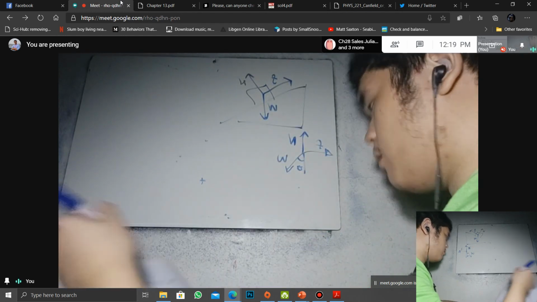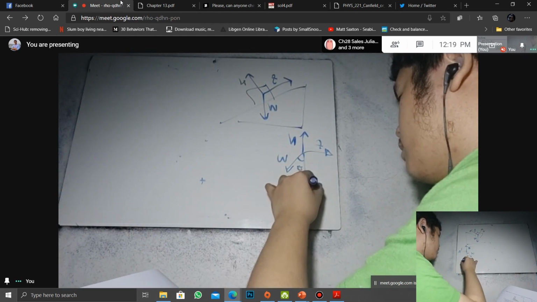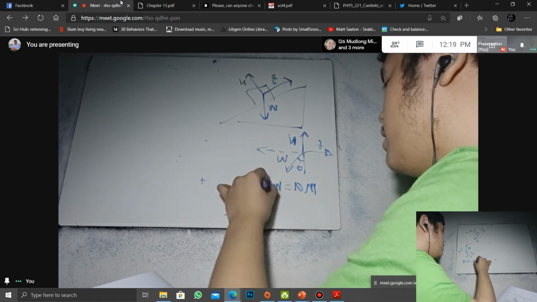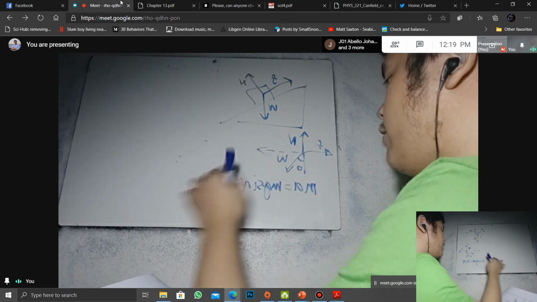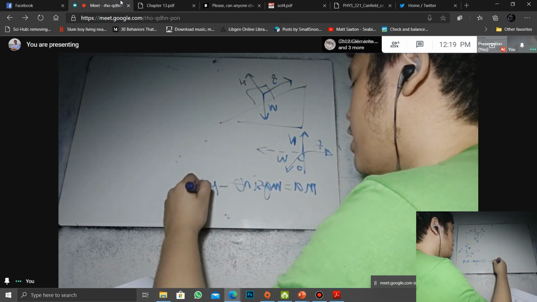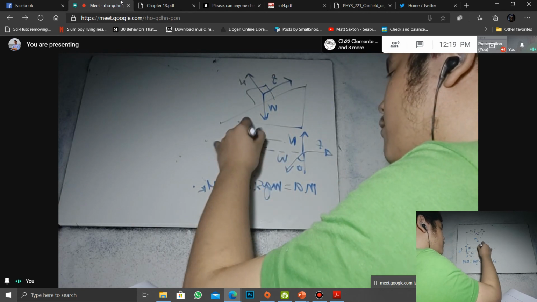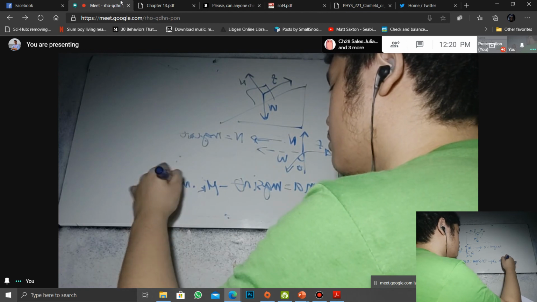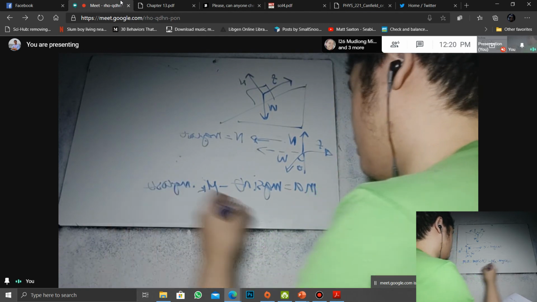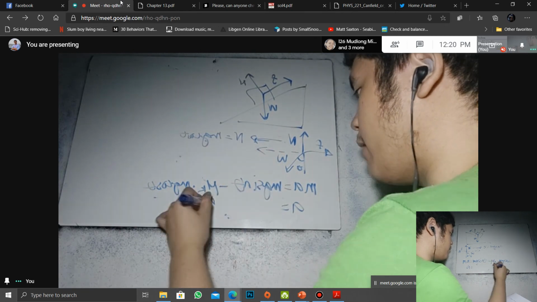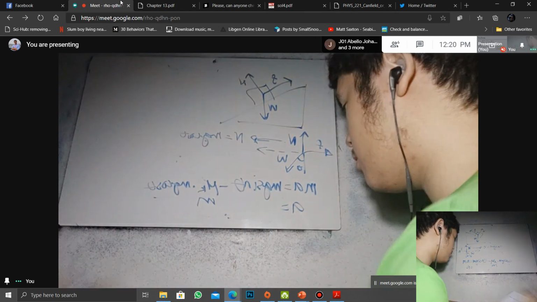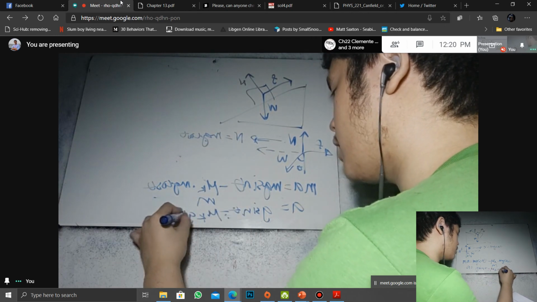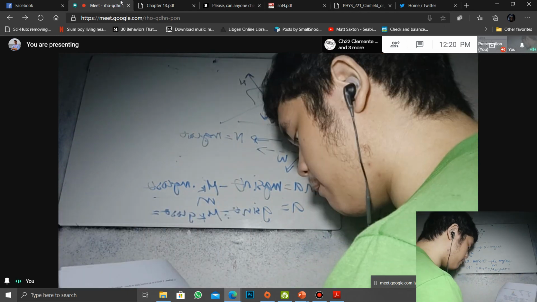Looking at the x component, ma equals mg sine theta minus friction force, mu k times N, which is, dito ang normal force, di ba, N equals mg cosine theta. A equals ito over m. So, g sine theta minus mu k g cosine theta. You'll get 2.28 meters per second squared.